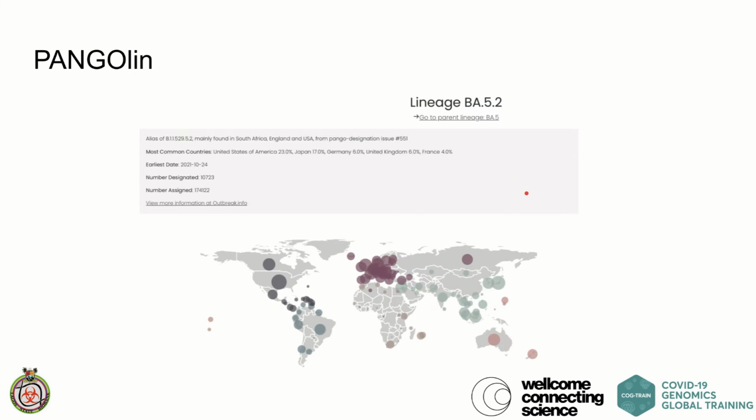Additionally, if you click one of these buttons, like I said earlier, it can also give you more information about the lineage if you would like to know more. So for example, BA.5.2 is a child lineage. The parent lineage is BA.5, which means that's the ancestor. And this is the actual name or the alias, which is B.1.1.529.5.2. And these are the locations where it can be predominantly found, and then the countries with the highest frequency of this lineage, the first date the lineage was detected, and how many sequences in the database, which is GISAID, have been designated to this lineage, and how many have been assigned.